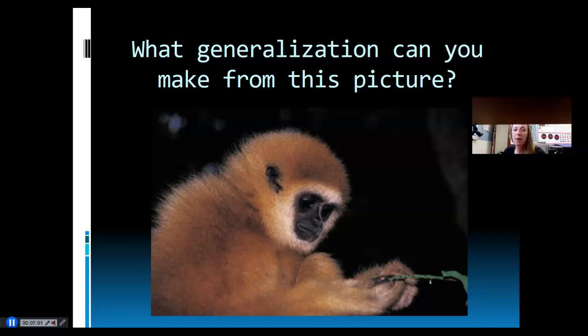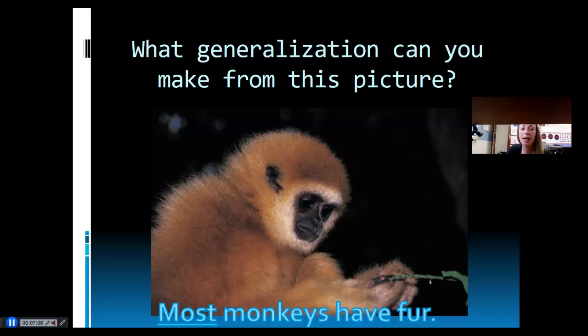This is a picture of a monkey. You need to write a generalization about a monkey. Here is my example. My example says, most monkeys have fur. I know it is a generalization because of the word most. Please write your generalization now. Remember, a generalization must have the words most, many, all, few, or some located in them. Otherwise, they are not a generalization. Pause your video, and when you are ready, press play.